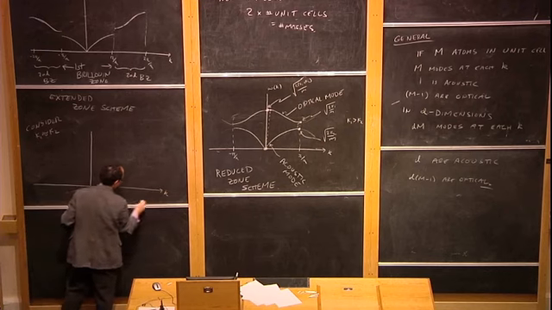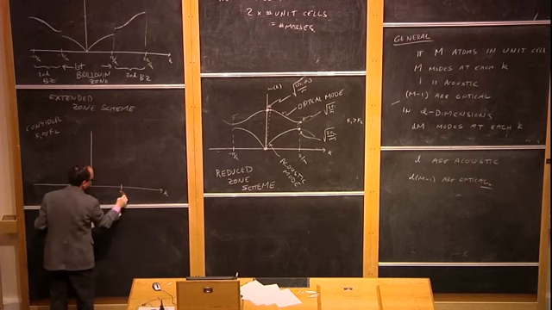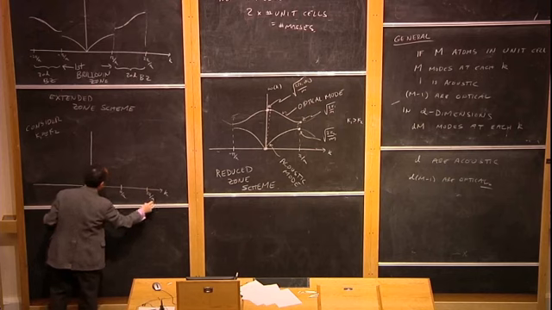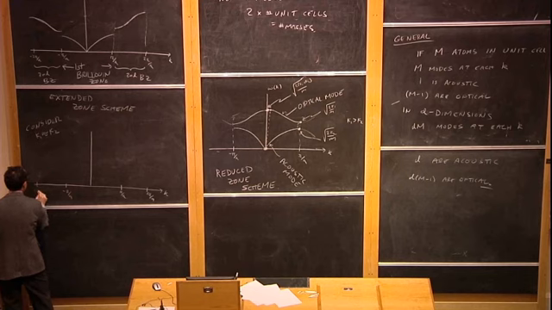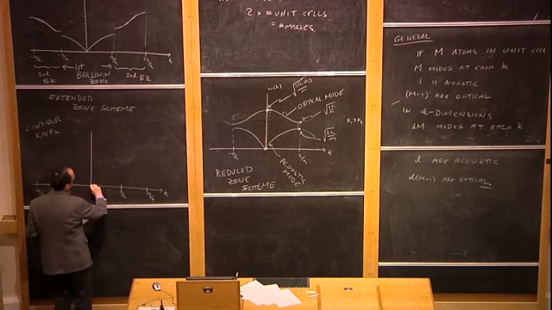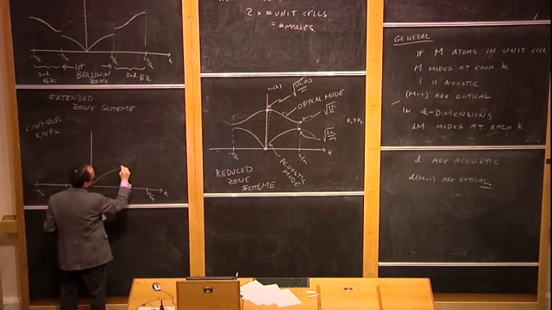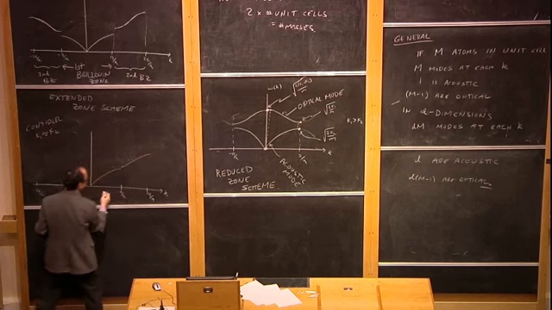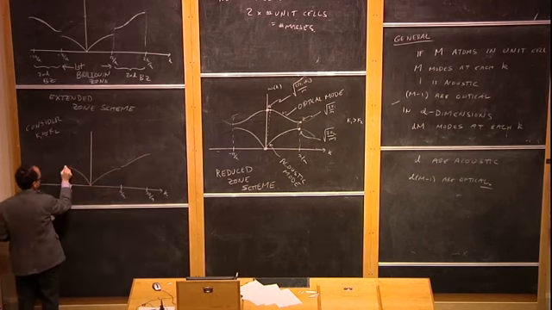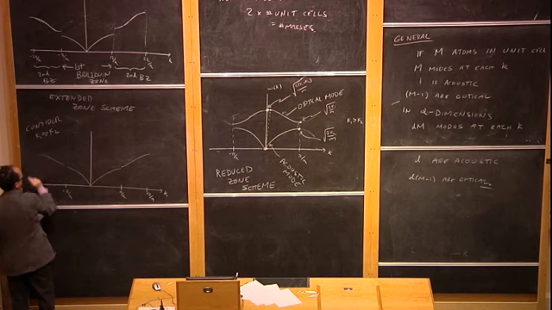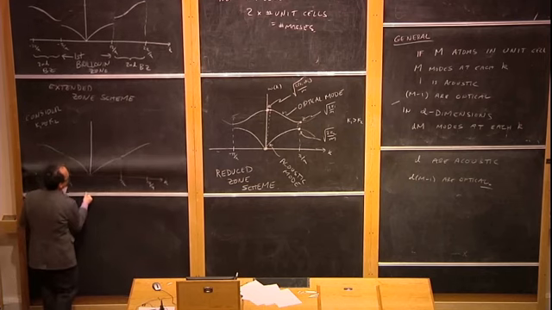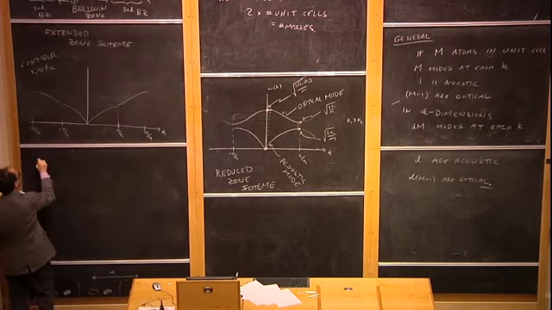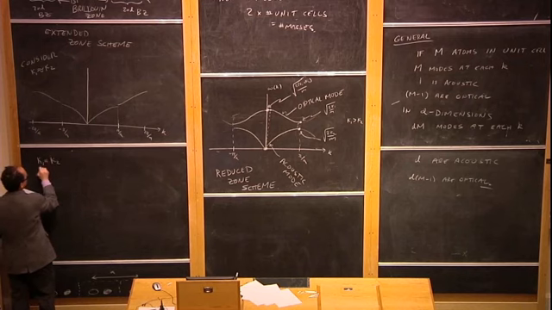So here's k. Here's pi over a. Here's 2 pi over a. Here's minus pi over a. And here's minus 2 pi over a. So what it's going to look like is kind of like this, like that. So a very small gap at the Brillouin zone boundary here, because kappa 1 and kappa 2 are very close to each other. Now, what happens when kappa 1 actually equals kappa 2?